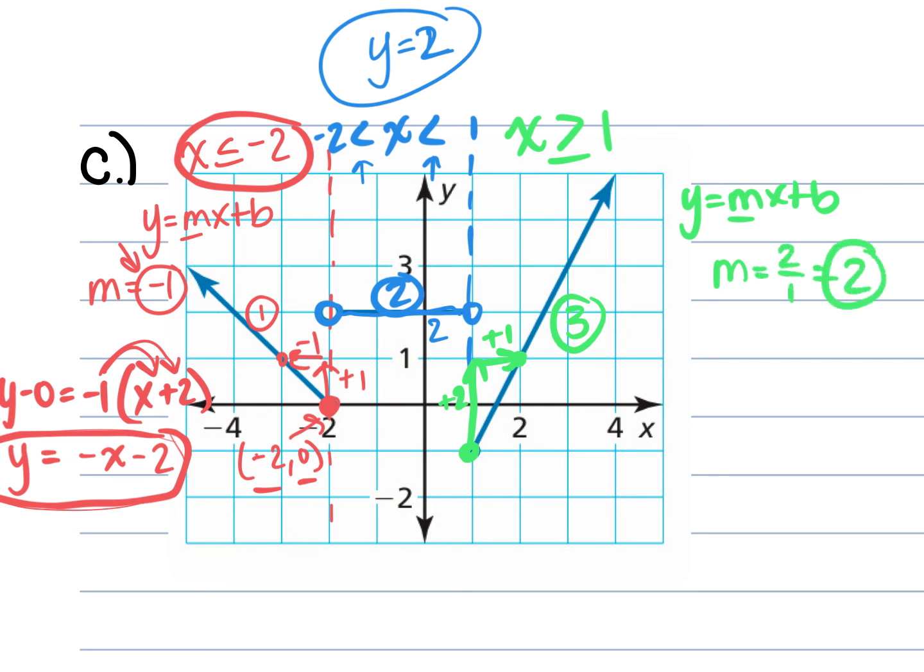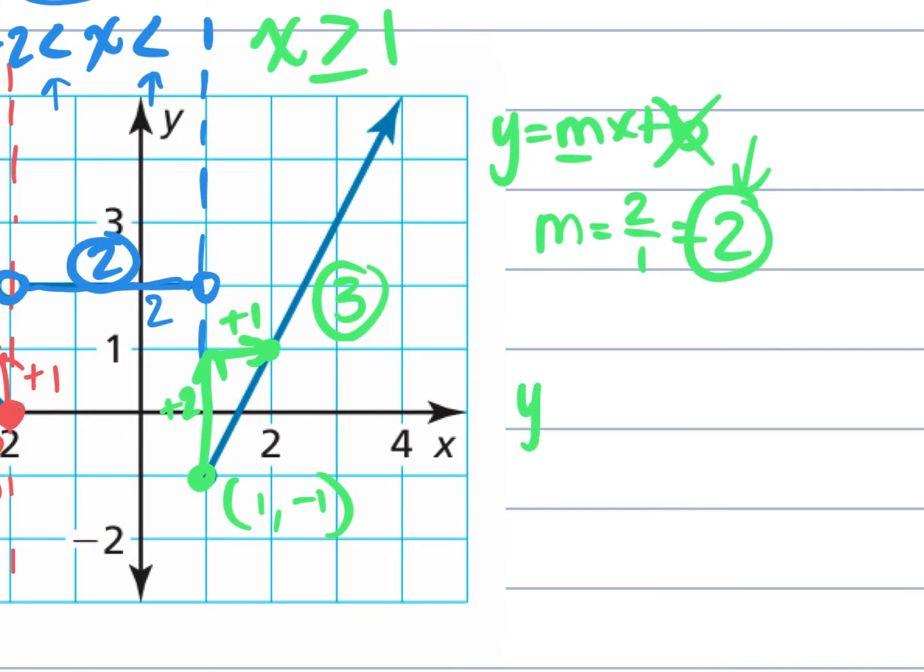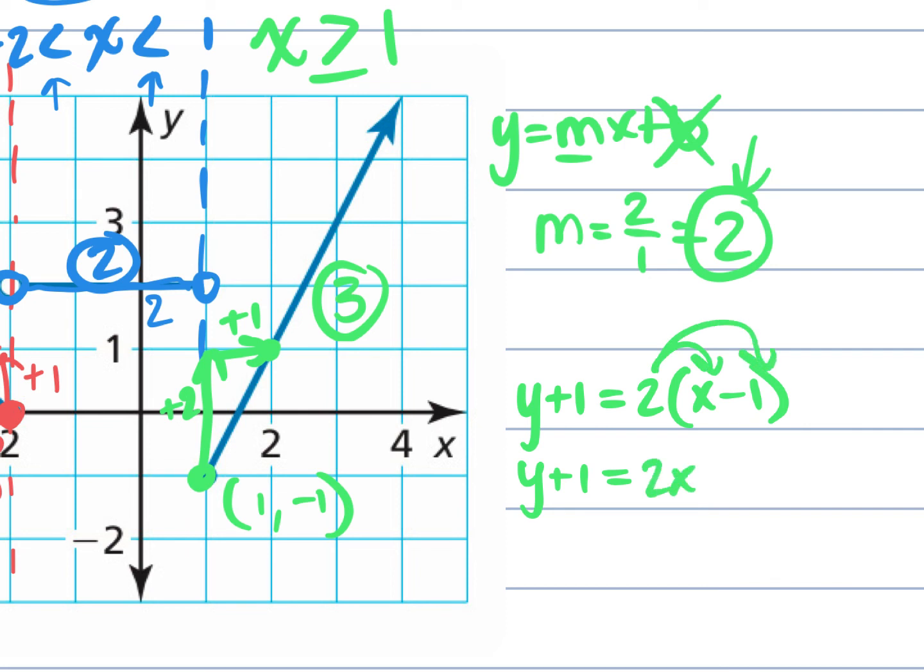Your y-intercept is not given, so we're not going to use slope-intercept form. Take your slope, pick a point. Let's use this point right here. This point is 1 comma negative 1. And let's use point-slope form. So we're going to do y plus 1 equals 2 times x minus 1. So then we have y plus 1 equals, distribute the 2 to both terms. You get 2x minus 2, and then subtract 1 from both sides. You get y equals 2x minus 3.